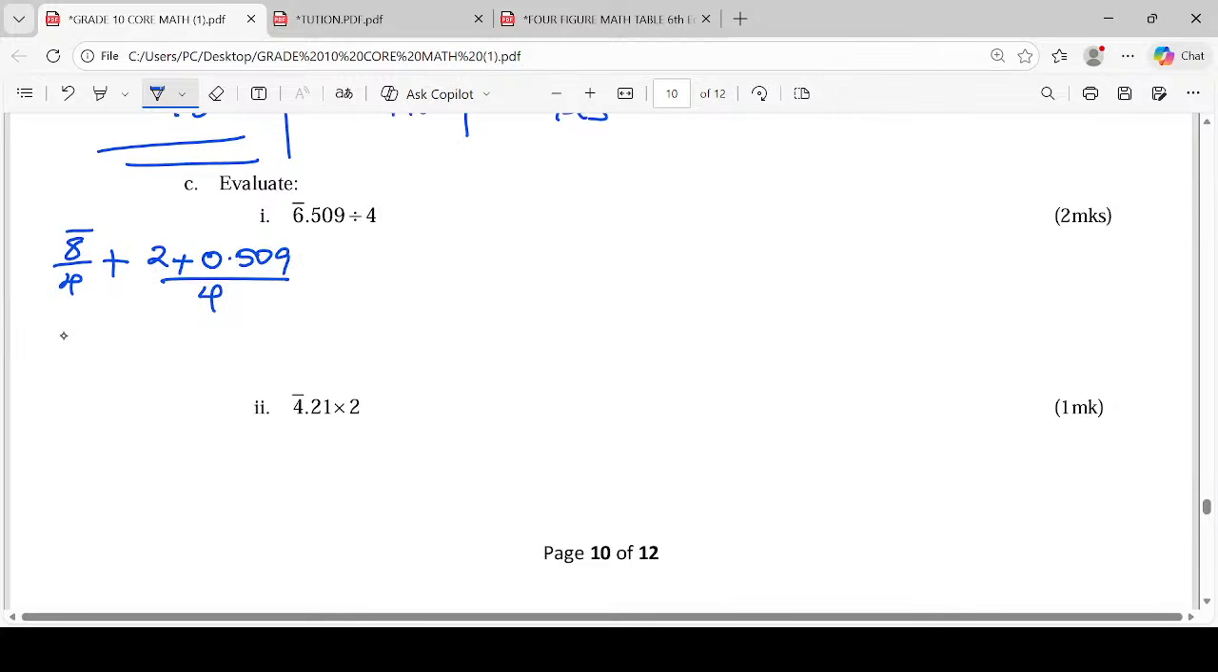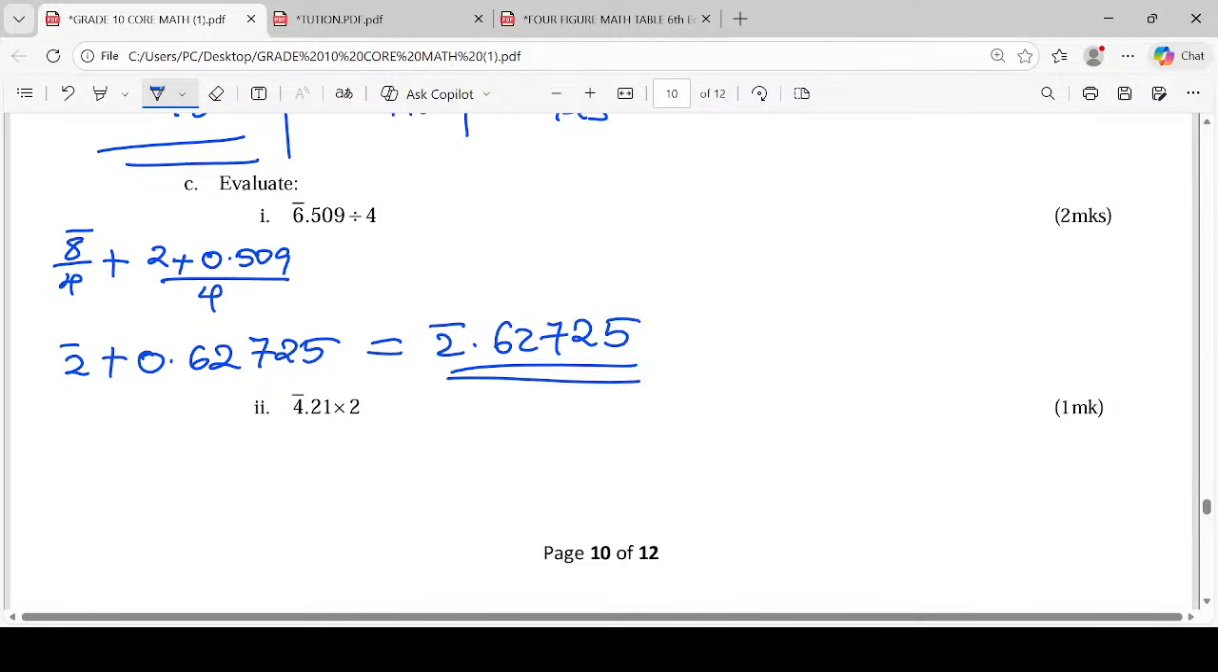So this will become bar 2 plus, then this other side you can add using a calculator. That will become 2.509 being divided by 4. That becomes 0.62725. When you add, this will become bar 2.62725. A very, very wonderful question.